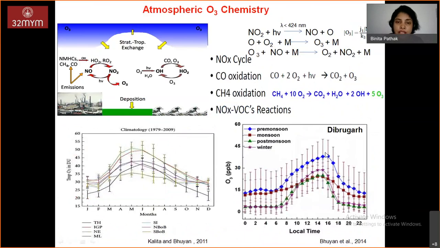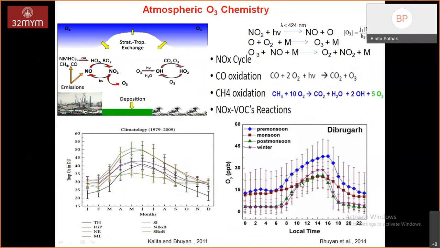All these sources emit not only carbon monoxide, but also methane, nitrogen oxides, and volatile organic compounds, as I have mentioned, and these can take part in the formation of ozone in the atmosphere. This rich and complex atmospheric chemistry has put the northeastern region in the highest position over the South Asian region, maximizing total ozone concentration, where the ozone is from both the troposphere and the stratosphere.